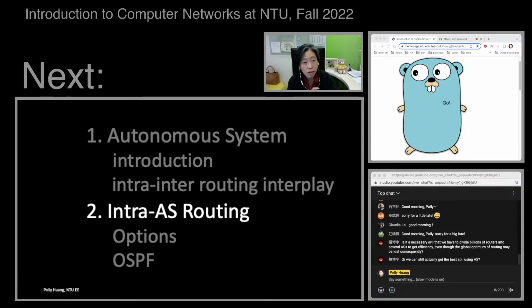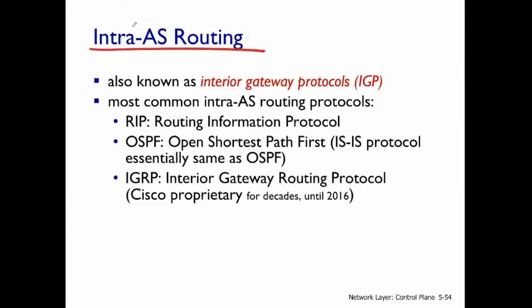Okay, so this video introduces intra-AS routing, and there are actually several options, several protocols a network admin can choose to install for their own network. The first big category is intra-AS routing. This is the routing protocol that runs on the routers within an AS. It's also known as the interior gateway protocols, IGP. And here, interior gateway is not to be mistaken with the gateway routers.